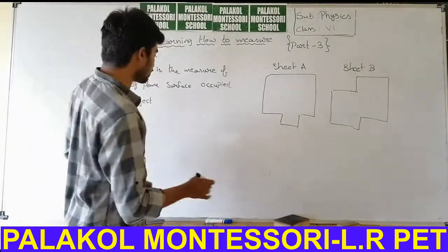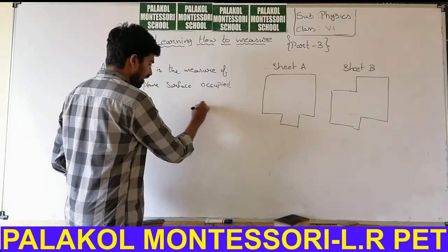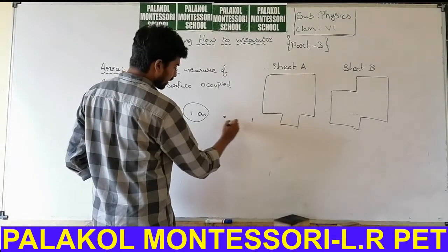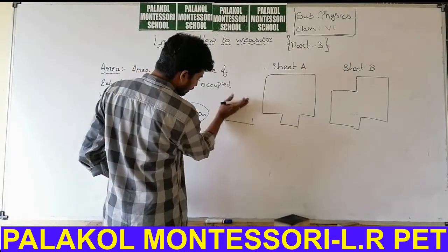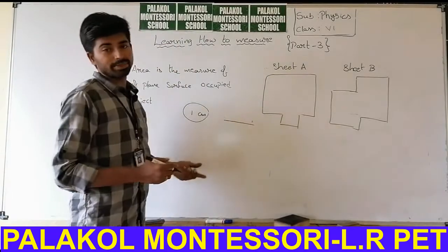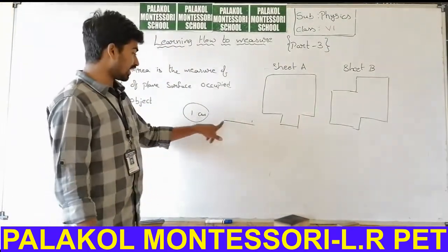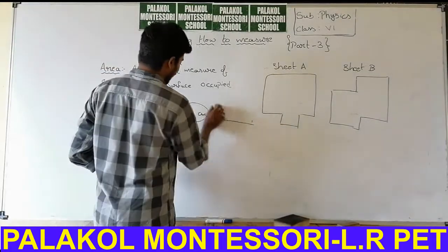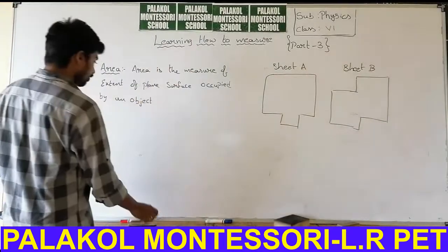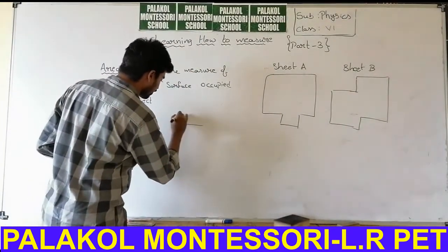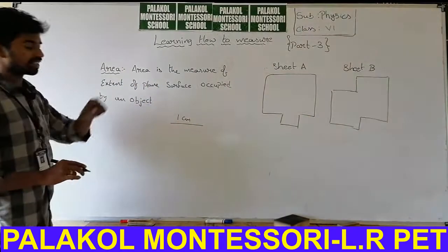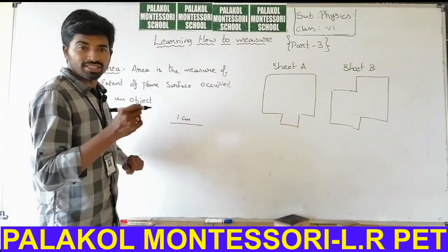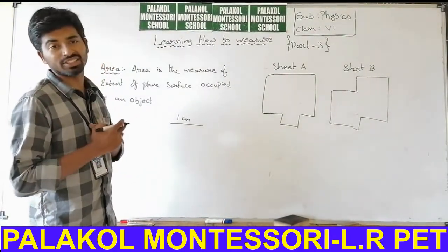Do you know what is 1 centimeter? Yes, we learned about 1 centimeter of length. In your scale, if you draw a line from 0 to 1, this line indicates 1 centimeter. Using your scale, you can draw a line of 1 centimeter. Using this 1 centimeter line, construct a square.